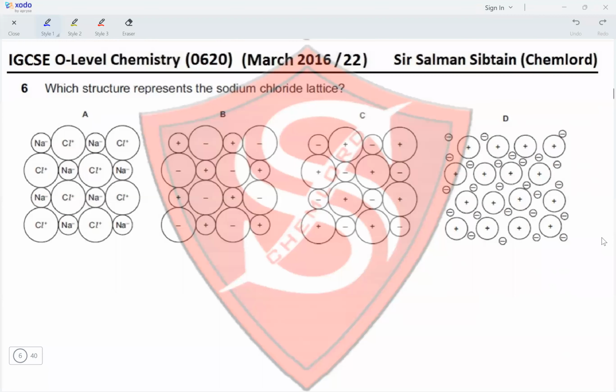Question 6. Which structure represents sodium chloride lattice? So in structure A, sodium has a negative charge and chlorine has a positive charge. So this is 100% incorrect. In structure B, the smaller size ion has a positive charge and the larger size ion has a negative charge, which is true for sodium chloride. The exact opposite is seen in structure C, making it incorrect.